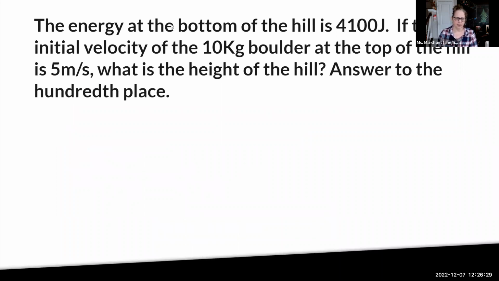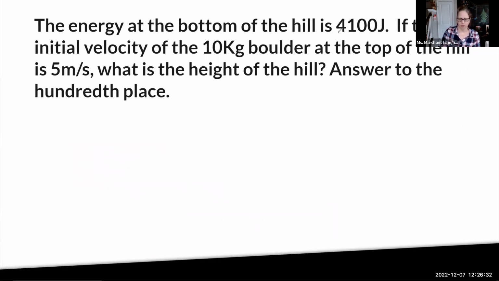So the energy at the bottom of the hill is 4,100 joules. That's your kinetic energy and your potential energy together. So in this case, it would be 1/2 mv squared plus mgh. Those mass values would have to stay here. If the initial velocity of the 10 kilogram boulder, go slowly, this is not the initial velocity, it's just squeezing in an extra term there. The initial velocity of the 10 kilogram boulder at the top of the hill, lots of details, is 5 meters per second.